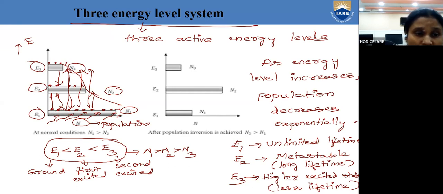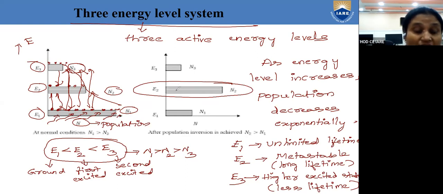Now, after all this process, whose lifetime will be more? You will find that the lifetime of E2 is more. Why? Because it has a long lifetime. What do you mean by long lifetime? Atoms which come to it won't lose their energy; they'll stay for more time. But E3, because its lifetime is less, even if atoms come to E3, they'll come down fast releasing energy. So a stage will be reached where N2, the population of the metastable state, becomes more than N1. And this process is nothing but population inversion.